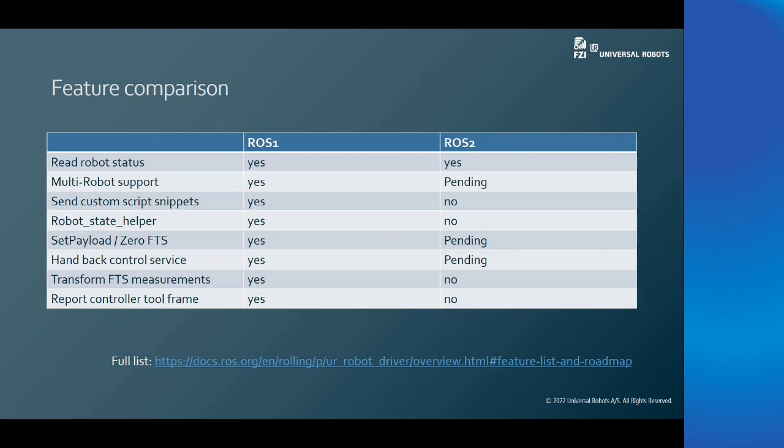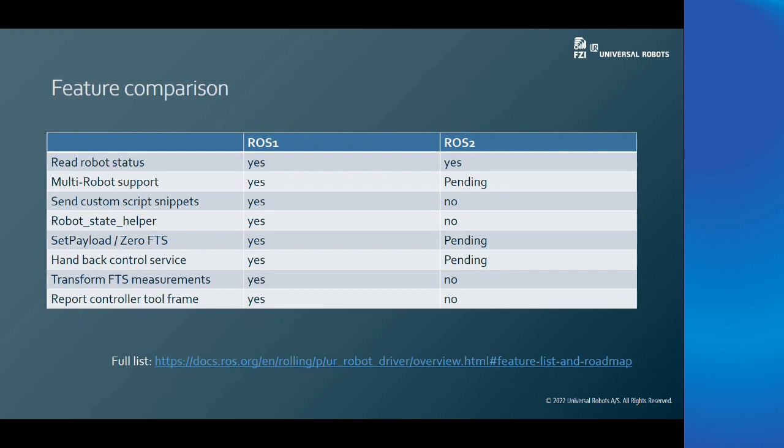In ROS1, we had this robot state helper that helped you switch on the robot, release the brakes, and so on with one action call. This has not been ported, just due to time restrictions, basically. And the other new features that we have from the script interface and the client library are also not yet integrated into the ROS2 driver.